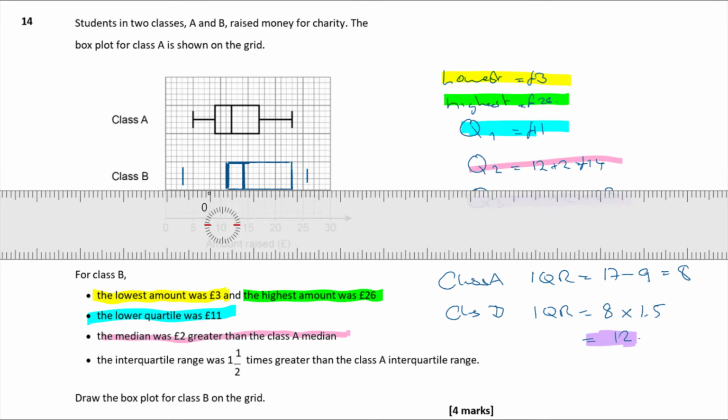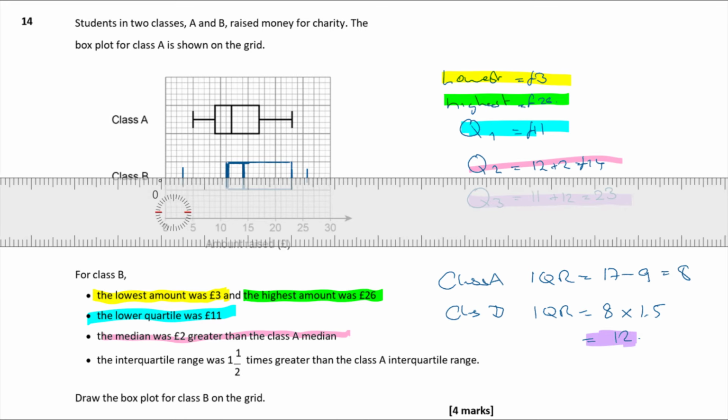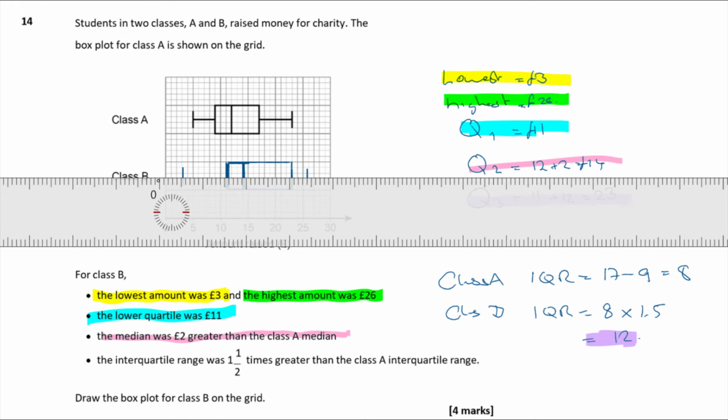So there's my box. Then I'm going to draw on my whiskers, coming out either side of the box.